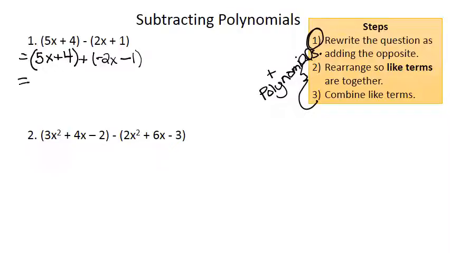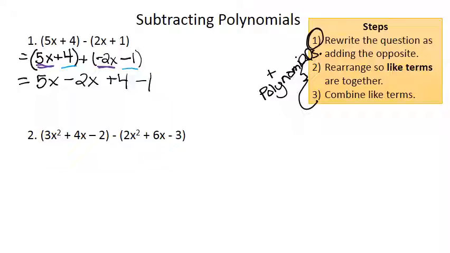Now we're going to rearrange so that our like terms are together. We have to identify our like terms. Like terms are any terms that have the same variable with exponents, so same variable of the same degree. So 5x and negative 2x are like terms, and 4 and negative 1 are like terms. So we're going to rewrite this so that our like terms are together. So we have 5x minus 2x plus 4 minus 1.